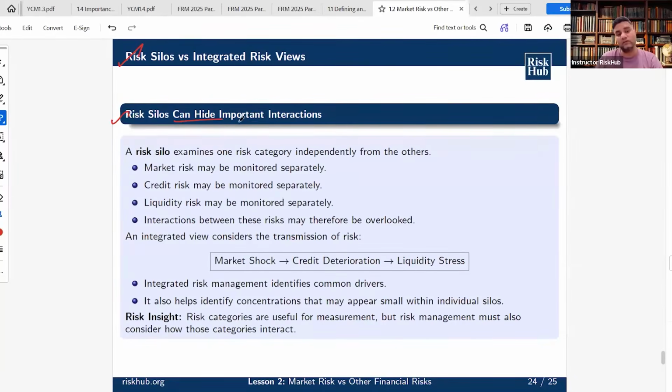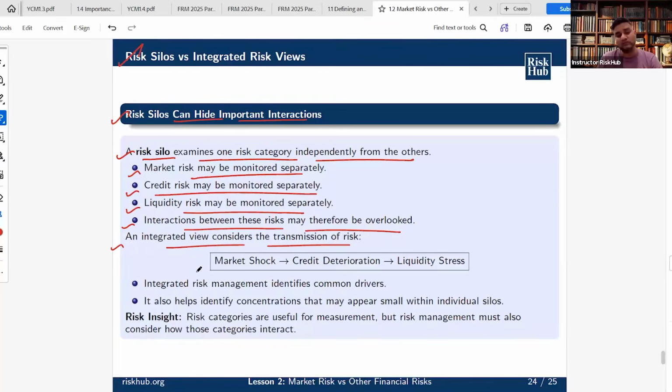Risk silos can hide important interaction. A risk silo examines one risk category independently from the others. Market risk may be monitored separately. Credit risk may be monitored separately. Liquidity risk may be monitored separately. Interaction between these risks may therefore be overlooked. An integrated view considers the transmission of risk: market shock leads to credit deterioration, which leads to liquidity stress. Integrated risk management identifies the common driver.